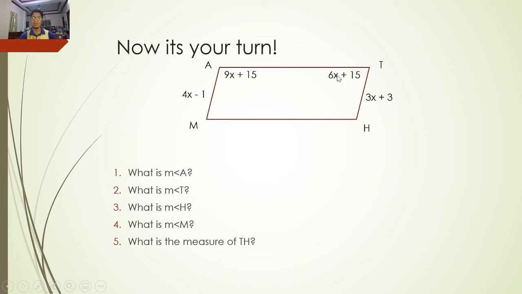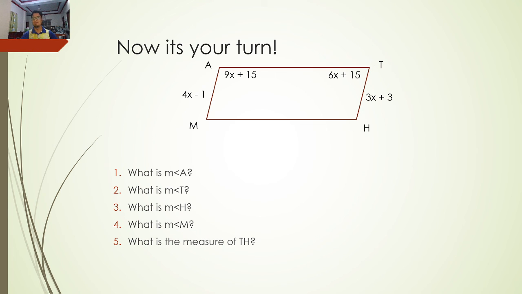What is the measure of angle T? What is the measure of angle H? What is the measure of angle M? And what is the measure of TH? Ito. So as usual, I'm going to give you 5 minutes. Okay? 5 minutes, guys. And you can start now. Again, guys, 5 minutes.